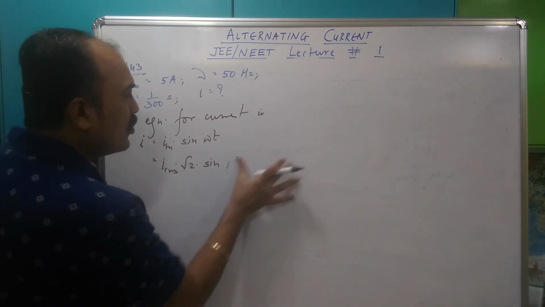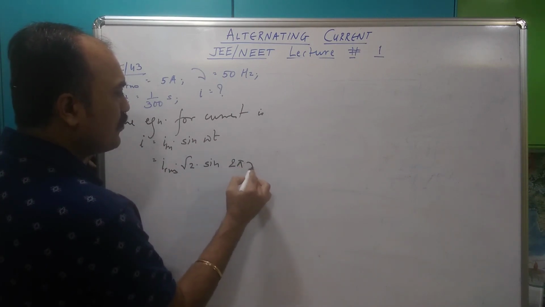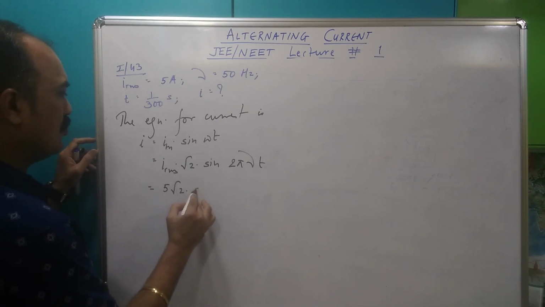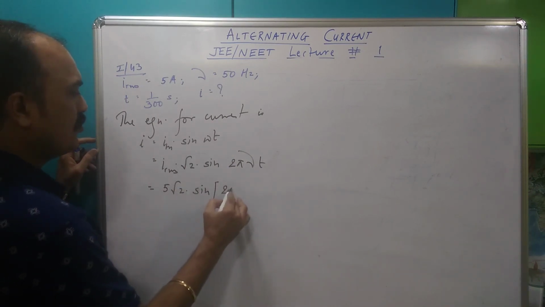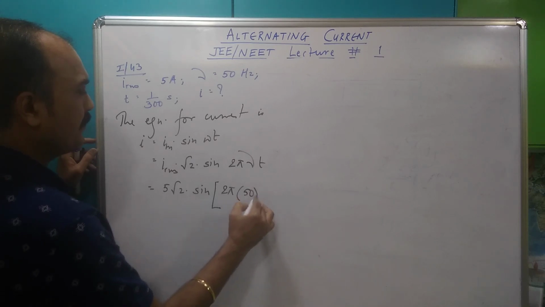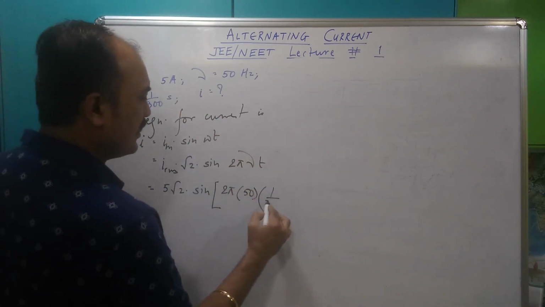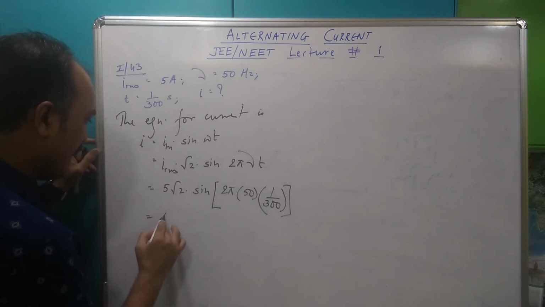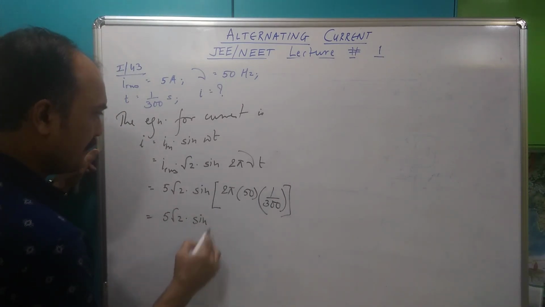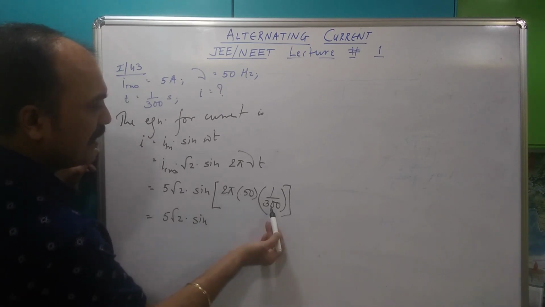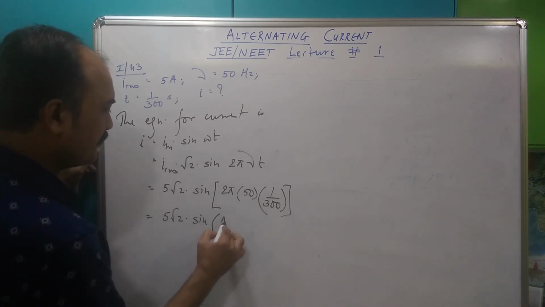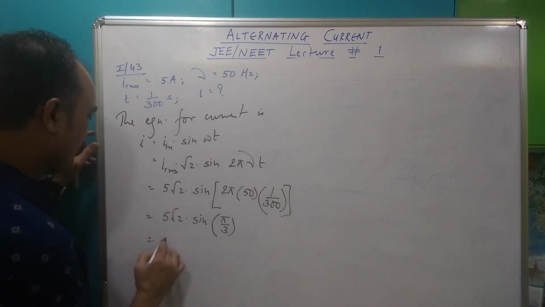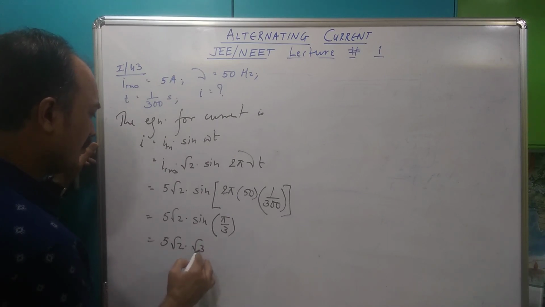And now what am I going to do? I'm going to put omega as 2 pi nu. IRMS is 5, this is root 2, and sine of 2 pi, nu is 50, and time is 1 by 300. And what are we left with? 5 root 2 sine of 2 times 50 is 100, and 100 by 300 is pi by 3. Sine pi by 3, sine 60, is root 3 by 2. So 5 root 2 into root 3 by 2.